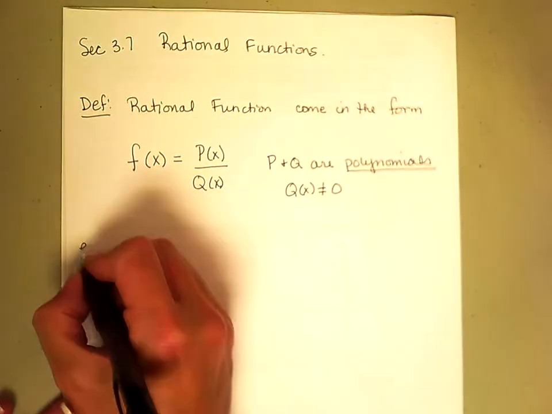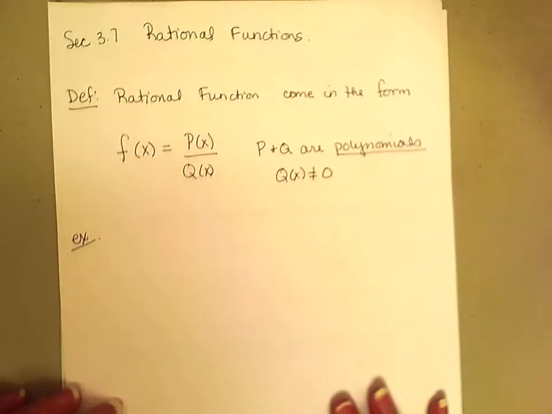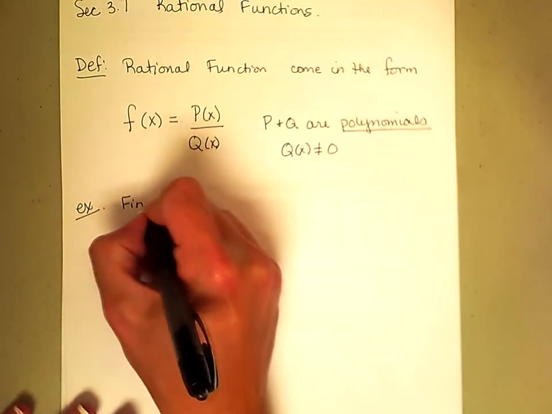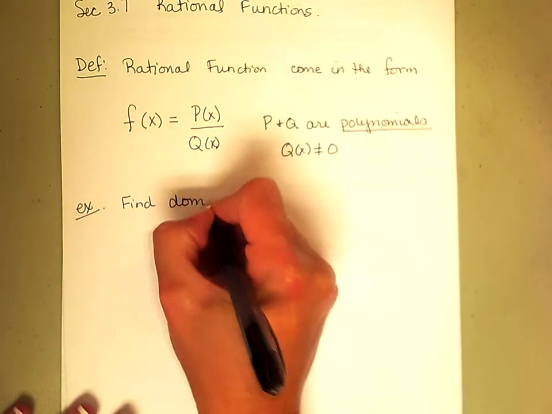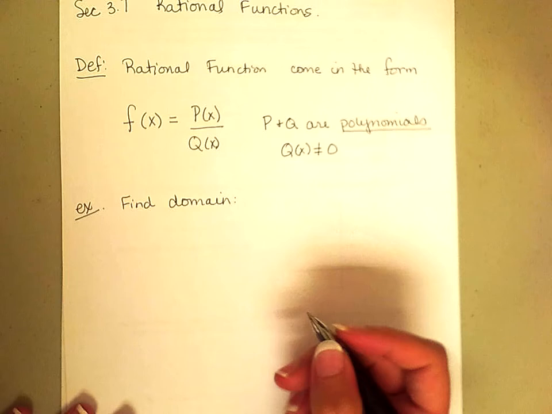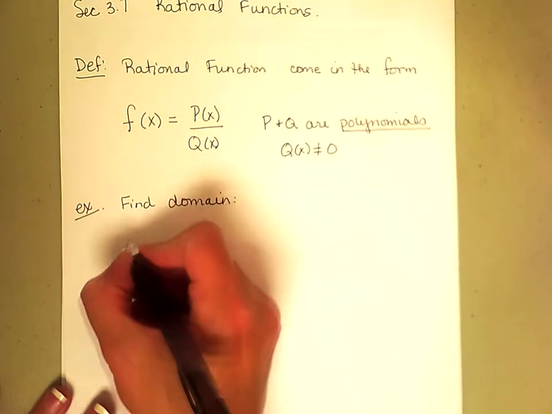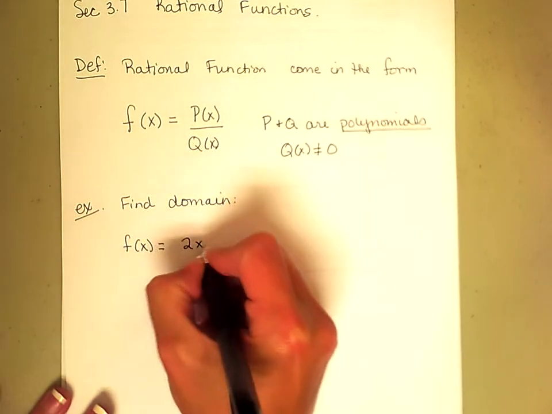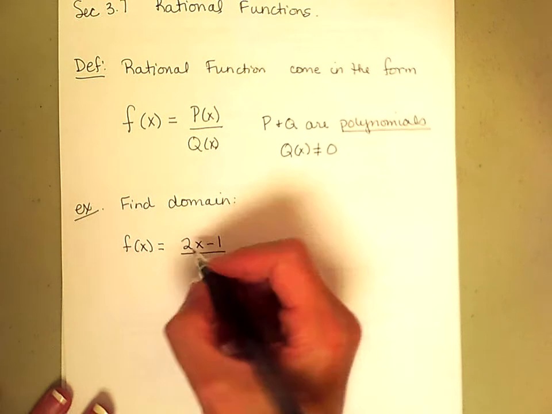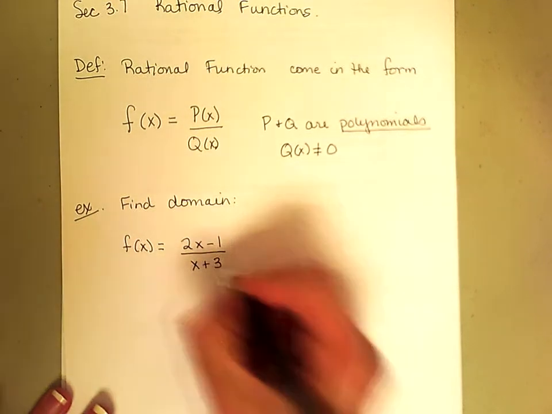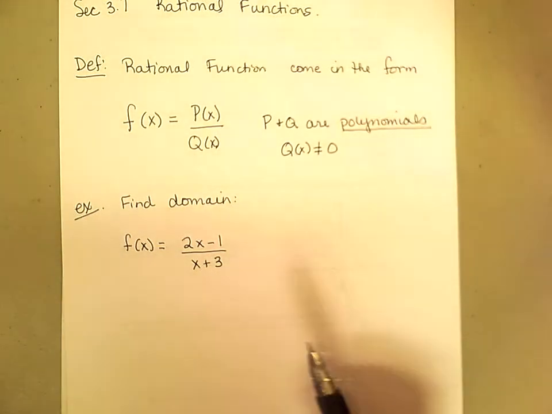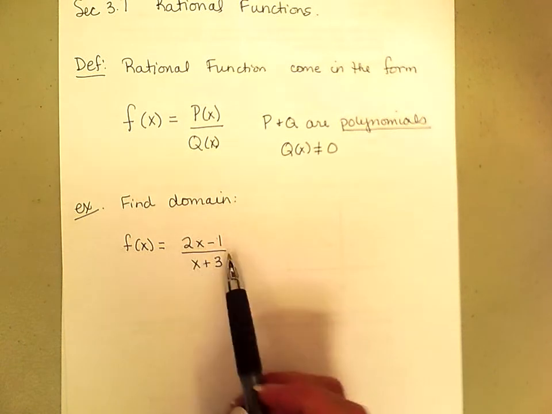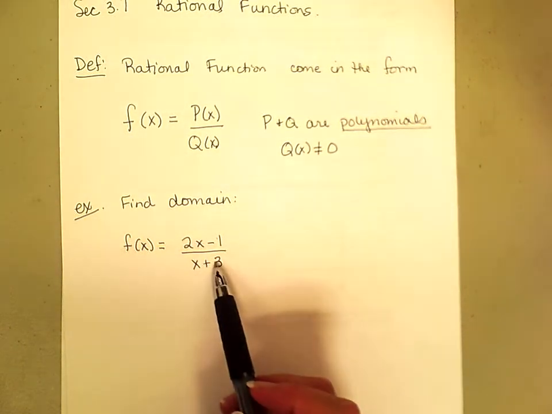So, for example, let's review what we've already talked about. Let's find domain. So our first example, let's say f(x) is equal to (2x - 1) over (x + 3). This fits the definition of a rational function. Our numerator is a polynomial, as well as our denominator is a polynomial.